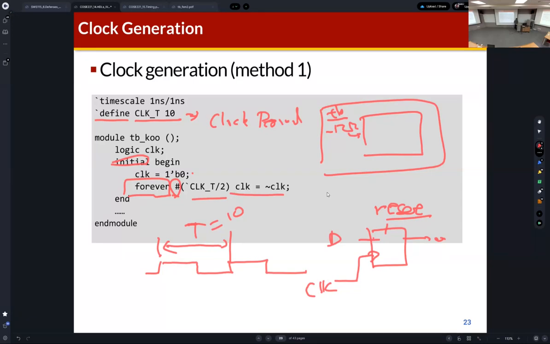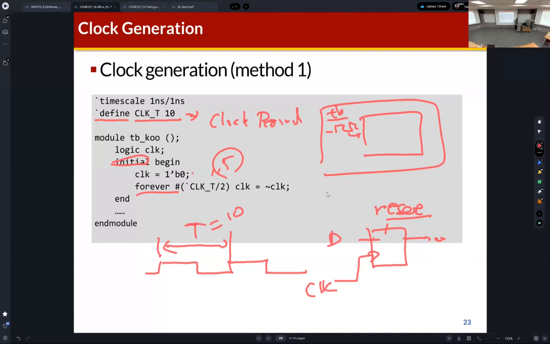So what does that mean? You can find this is the forever statement. This is kind of a new statement. Forever means that this statement will be executed repeatedly, forever. That is the meaning of forever. And I believe you are very familiar with the pound sign, because I frequently use the pound symbol in SystemVerilog; the pound is the delay, okay? And then CLK_T is 10, 10 divided by 2 is 5, right? It's 5. So what does that mean?